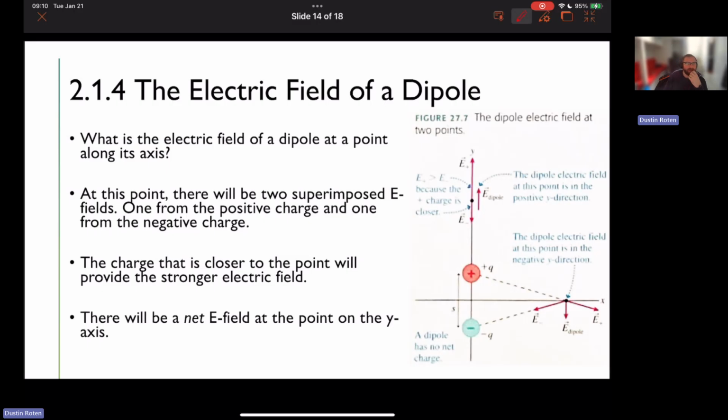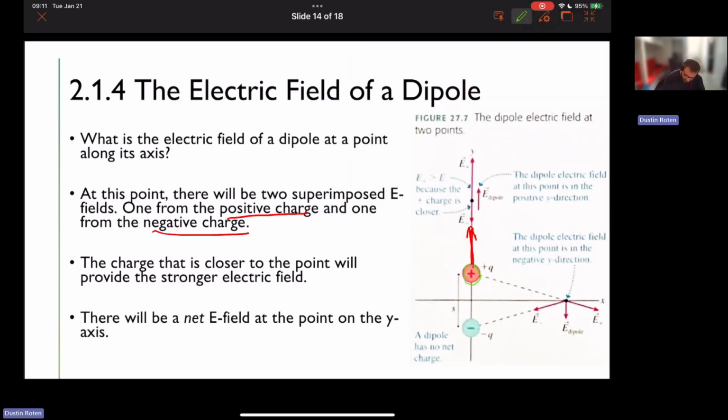Now we can ask the question, what is the electric field of a dipole at some point along its axis? This will be along its axis this way. At this point, there will be two superimposed E fields. That makes sense. We're going to have one E field from the positive charge and one E field from the negative charge. Now let's think about what direction these are going to be.